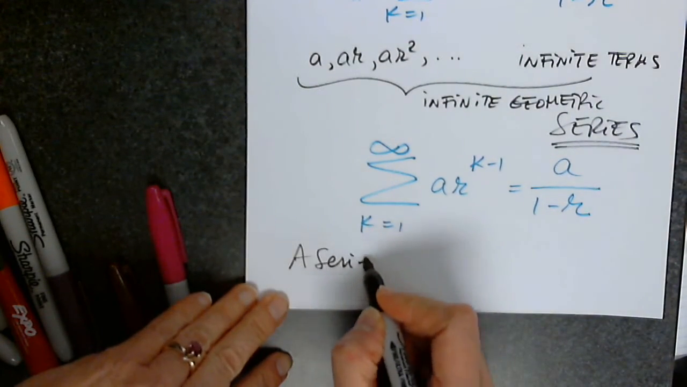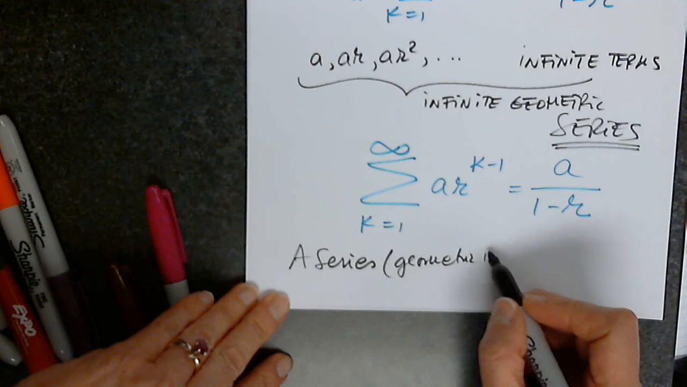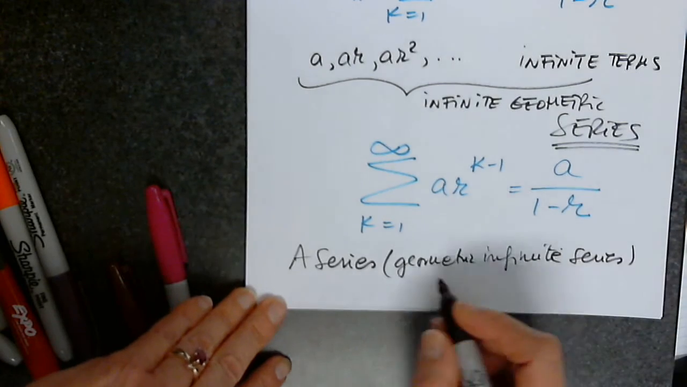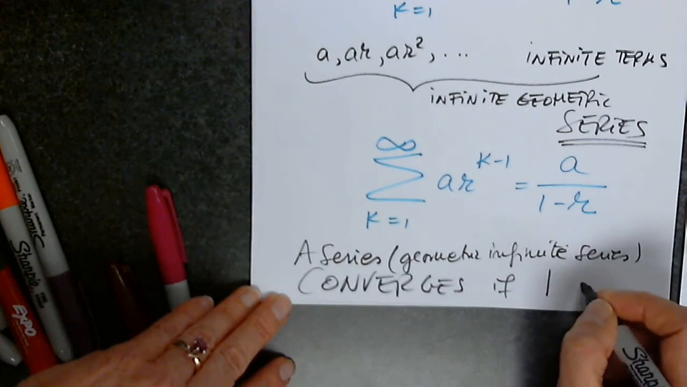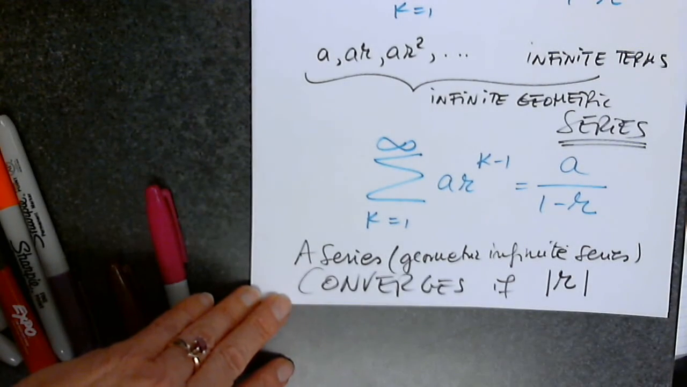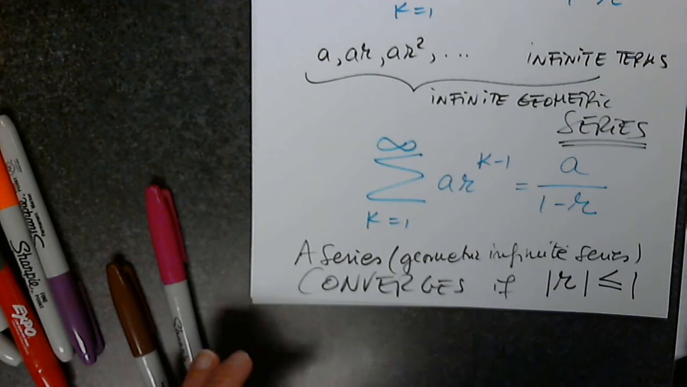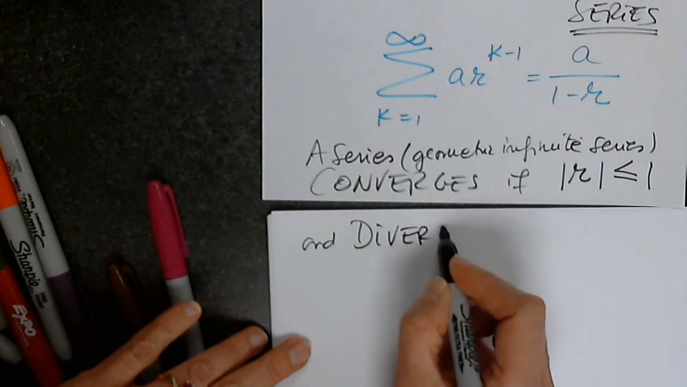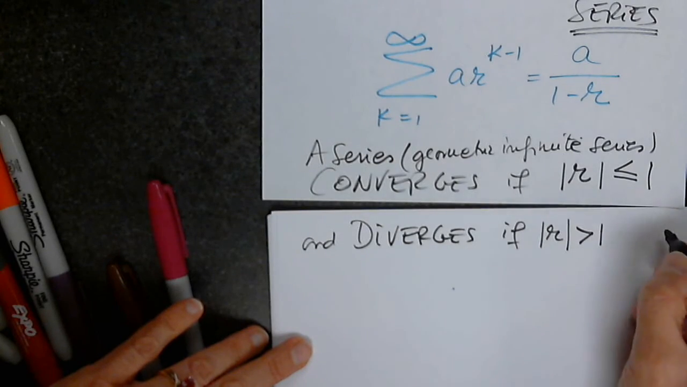A geometric infinite series converges if the absolute value of the common ratio is less than 1. I'll explain the word converges in a second. And it diverges if the absolute value of R is greater than or equal to 1.